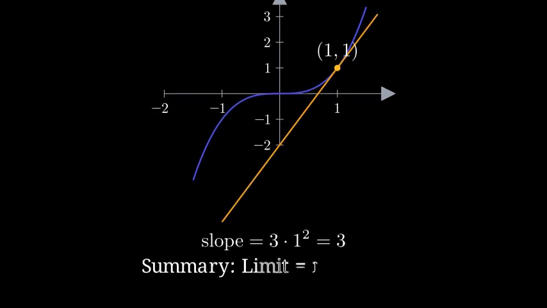To summarize, the limit of (x to the n minus a to the n) over (x minus a) is n times a to the n minus 1. This comes from factoring, canceling, and then plugging in x equals a.